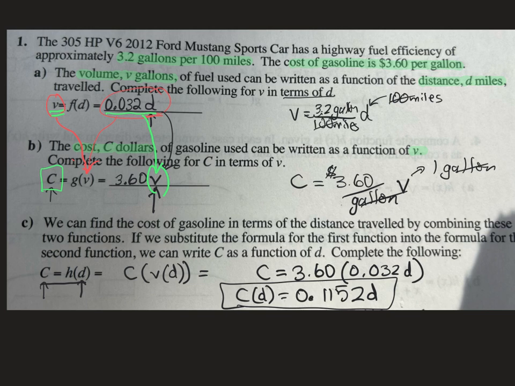I know that last part was a bit confusing, but essentially you're just scooping out the V from the second equation and replacing it with what V equaled from the first equation.